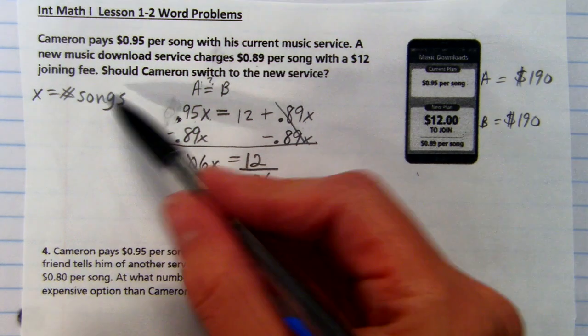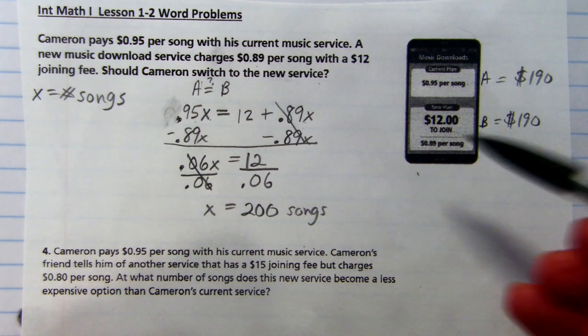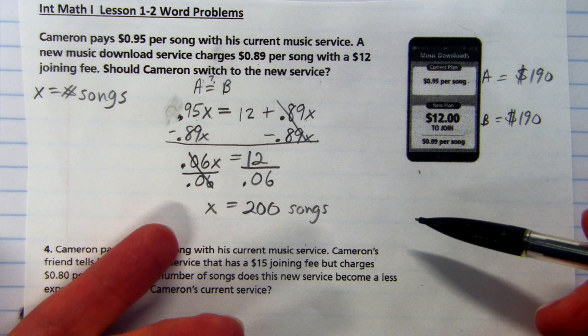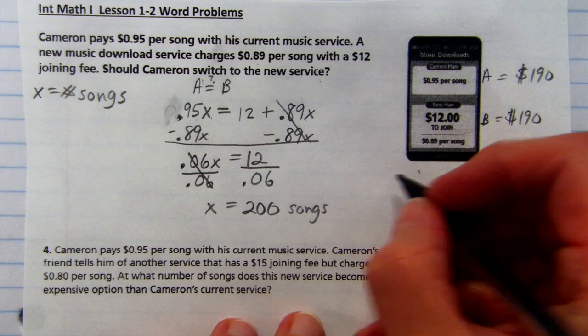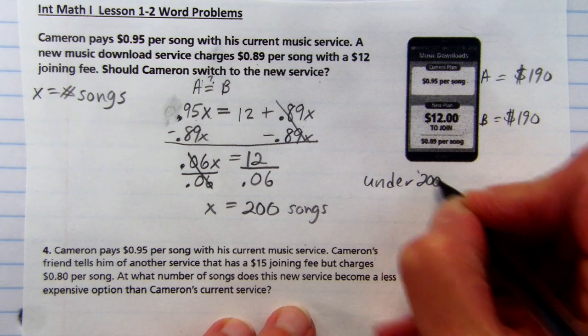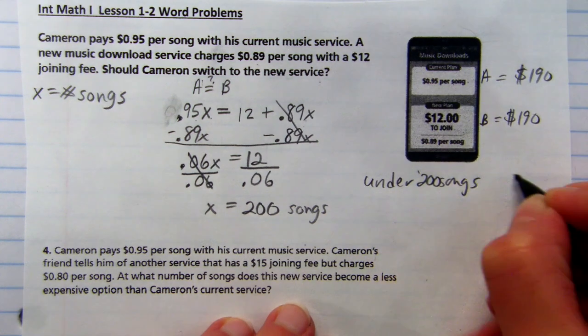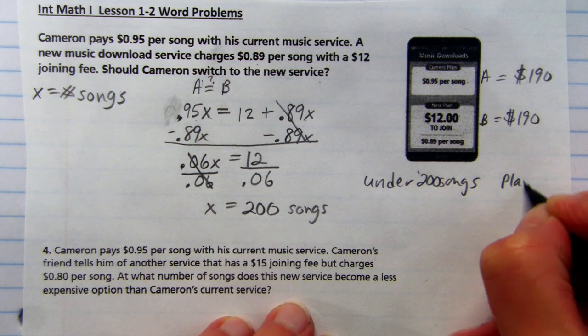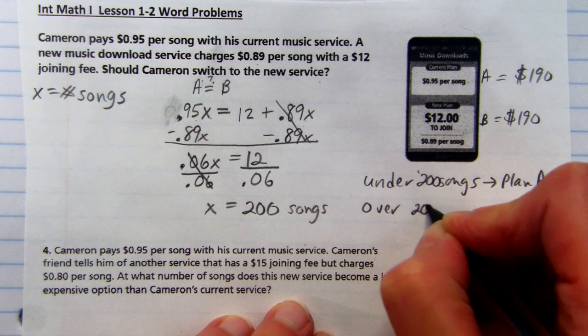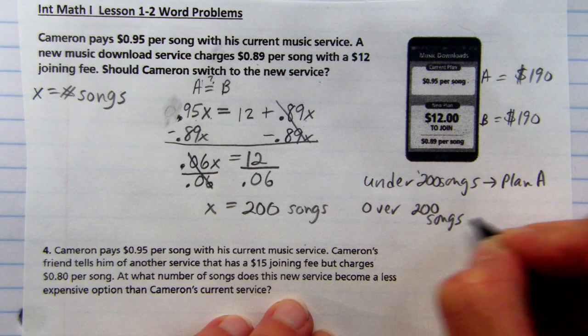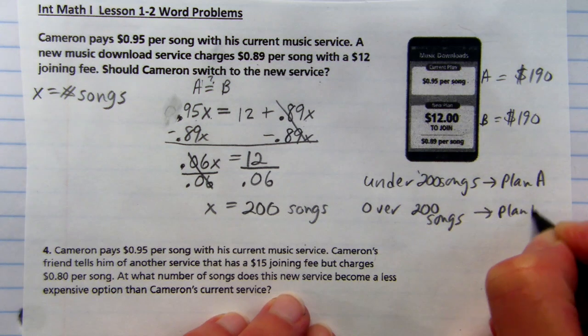Because they asked, should Cameron switch to the new service? Well, they didn't tell us how many songs he's downloading. So we're going to have to write an explanation. So if he is under 200 songs, he should go with plan A. But if he goes over 200 songs, he should go with plan B.